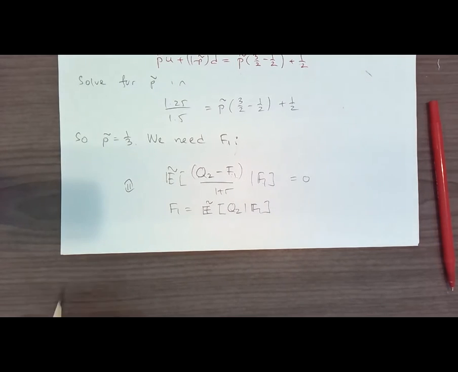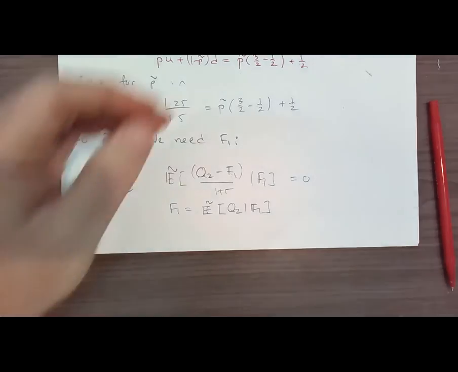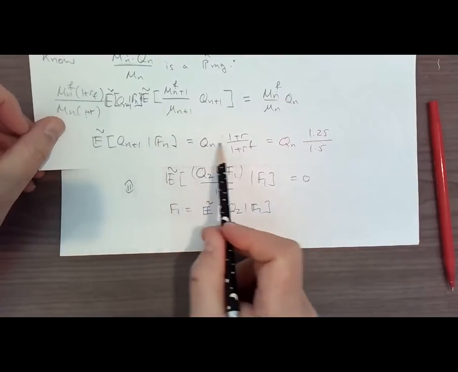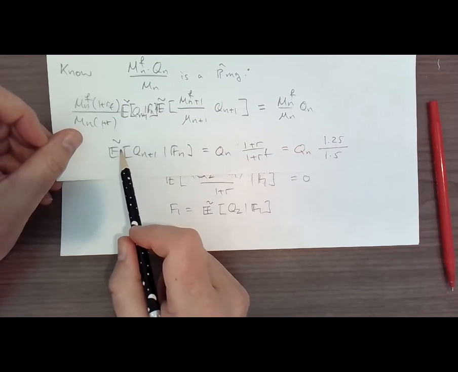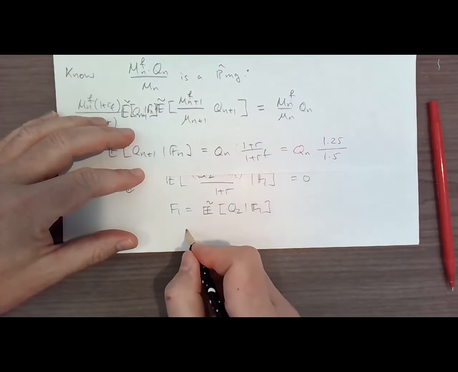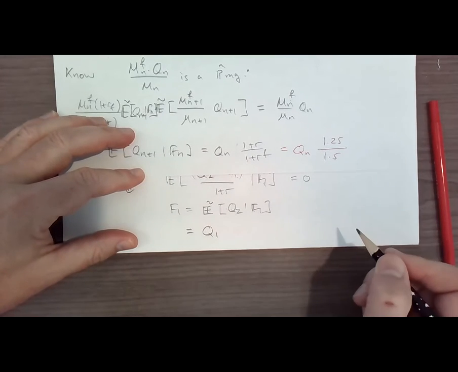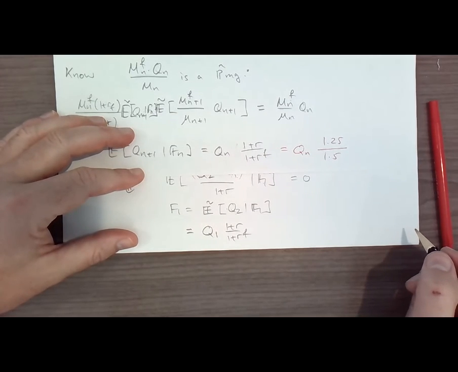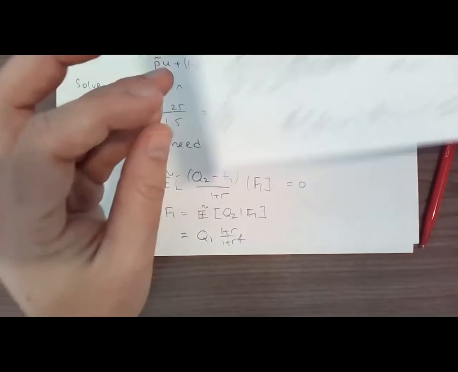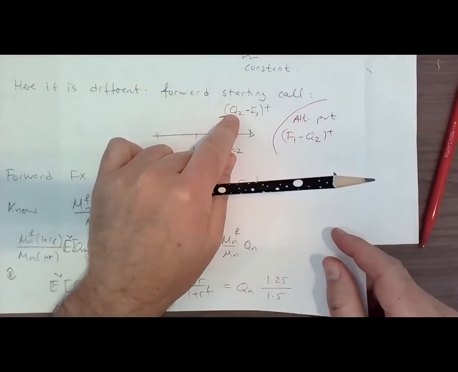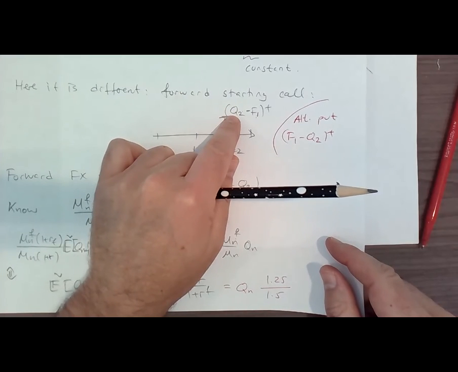But that we can absolutely calculate. We even already did it. The calculation from before, the conditional expectation of Qn plus 1 given Fn, is exactly what we have here. Just copy paste the result, and this will be Q1 times 1 plus R divided by 1 plus RF. So that was how we got our hands on F1. Now, given that we have F1, we can start pricing this thing.